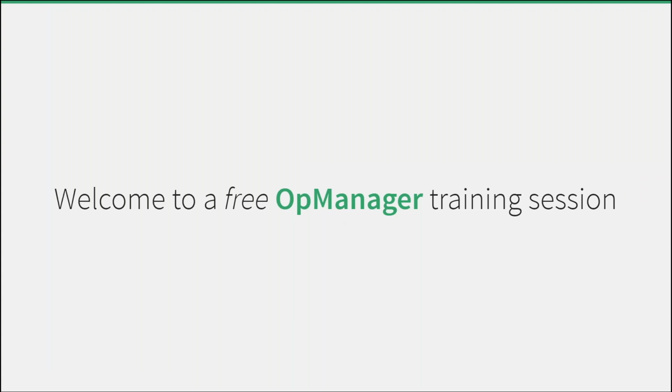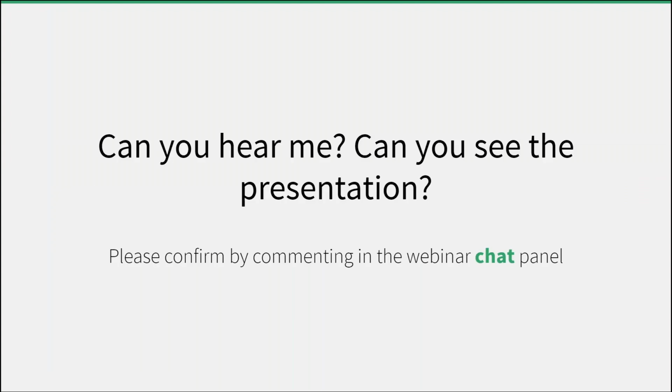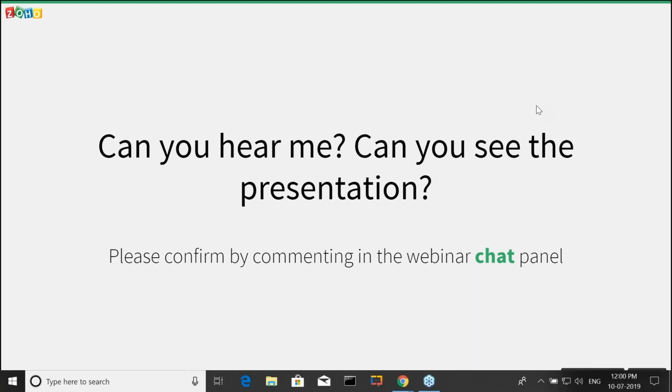This is going to be a 4-part training session, and before we dive deep into the presentation, I wanted all of you to confirm whether you can hear me and see the presentation as well. Please confirm by commenting an S in the webinar chat panel. Once I receive a couple of confirmations, we can proceed further. Thank you so much. I've received a couple of confirmations that the screen is fine and the voice is clear.